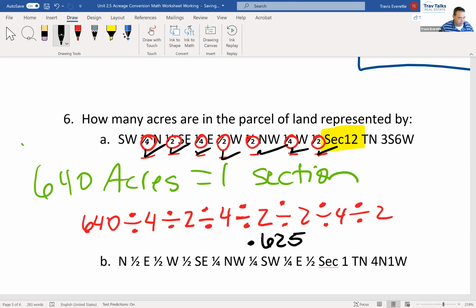640 divided by 4, divided by 2, divided by 4, divided by 2, divided by 2, divided by 4, divided by 2, 0.625. So that number is correct. 0.625 acres. I should take my own advice and make sure I label that so I know what I'm dealing with. 0.625 acres is your correct answer there.